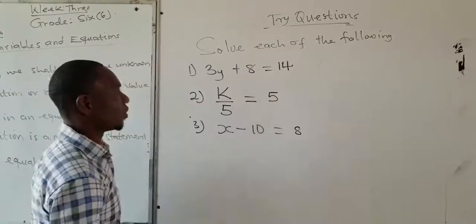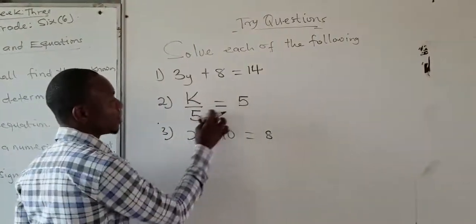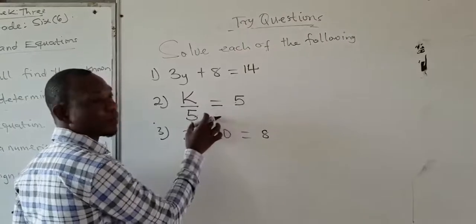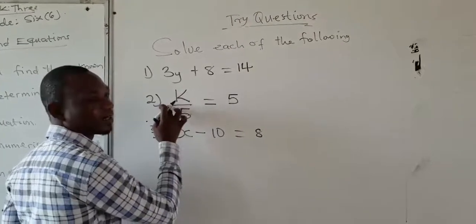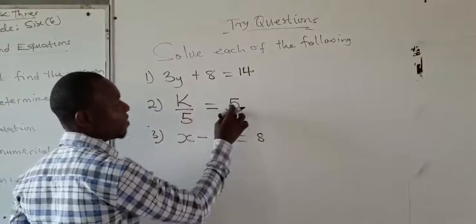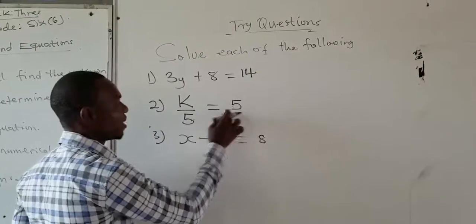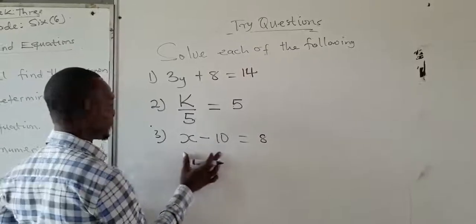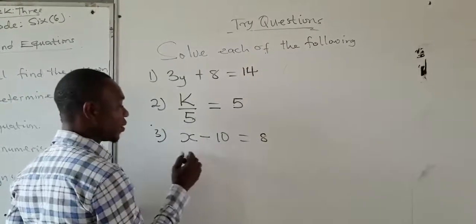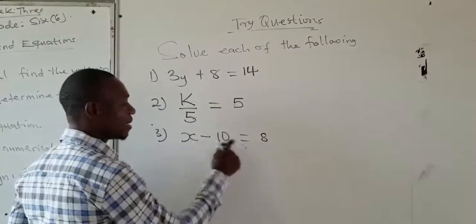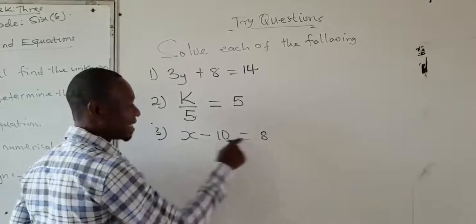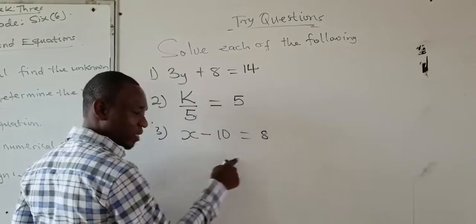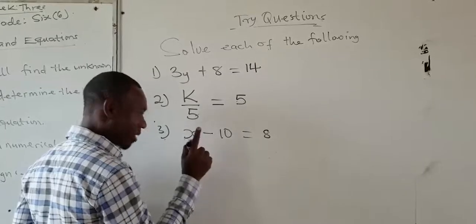But here it's simple. K over 5 equals what? 5. So for you to be able to get the k, because we are looking for k, simply multiply by 5, and you get k equals the number. I won't tell you the answer. Now here too, we have done a couple of examples. Here you know that it is x minus 10 equals 8. So you have to send 10 to join the 8. And this is minus. When it's crossing the equal sign, it becomes what? Plus. Remember. So that is it.